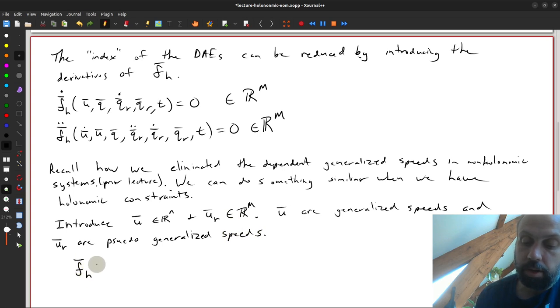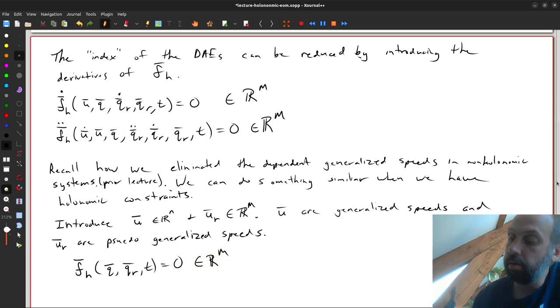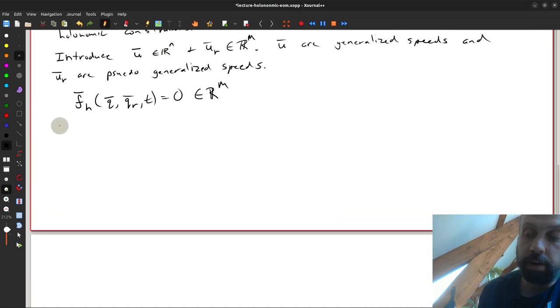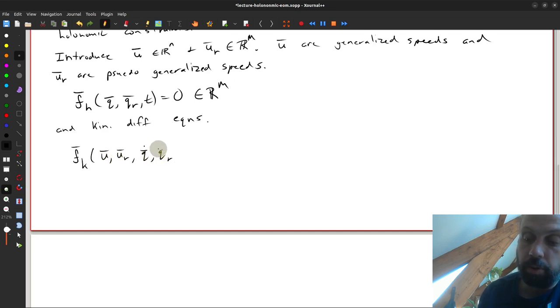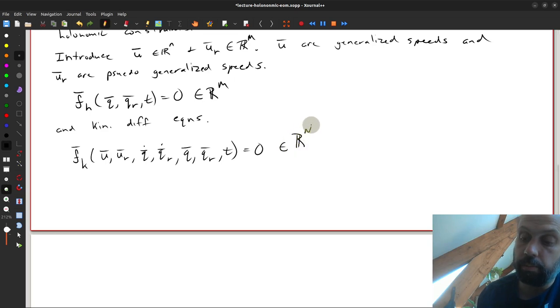All right, so we're back to then the holonomic constraint, which we can write as such. And there's M of those. And now I'm going to have some kinematical differential equations. And they're going to have all of these generalized speeds and the pseudo generalized speeds, and we can define them how we would like, as usual. So I'll have u, u r, and then we'll see q r and q r dot, q dot present, and then q, u r, t all equals 0. And here I have in general capital big N there, right?